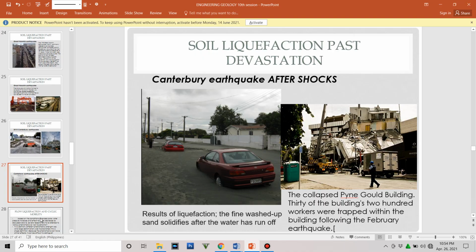So as a result of that earthquake, meron mga aftershocks. So results of liquefaction. Kitang-kita nyo, lumubog na yung mga sasakyan. And also, the aftershock caused, ito after 1 year, 2011. Okay. So 2011, we have the collapsed Pine Gold building. Okay. So may mga na-trap dito sa loob because of that earthquake. And that is a result of the aftershock after how many months?